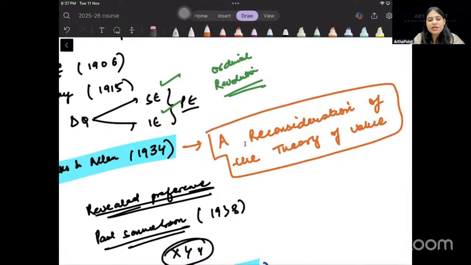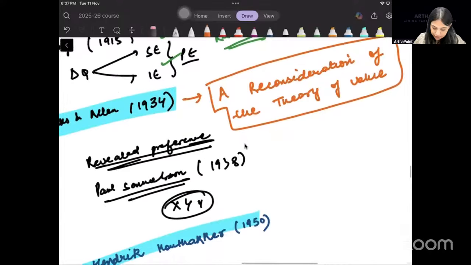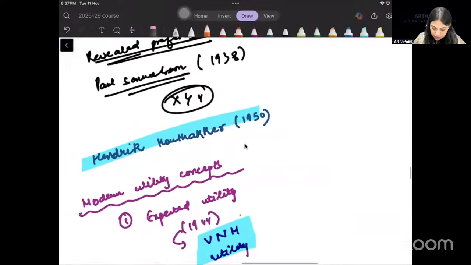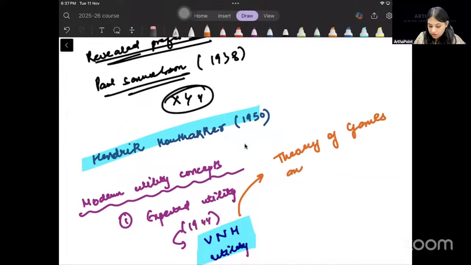ठीक है. Similarly, you can also write for Neumann and Morgenstern. So write down Theory of Games and Economic Behavior. Theory of Games and Economic Behavior. Anything else, anyone?